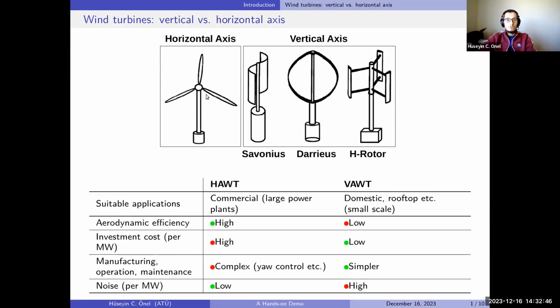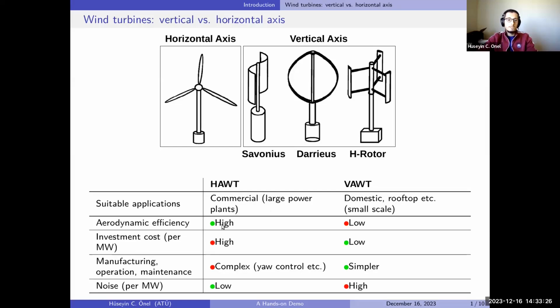As you know, wind turbines are mainly separated into two categories: horizontal axis and vertical axis wind turbines. Vertical axis turbines have various types: Savonius, Darrieus, and H-Rotor. If you compare them, you are going to see that horizontal axis turbines are mostly suitable for commercial applications, like you are most likely going to see them in a large power plant. But vertical axis turbines are mostly used in domestic applications on a small scale. For example, they are put on the rooftops of buildings.